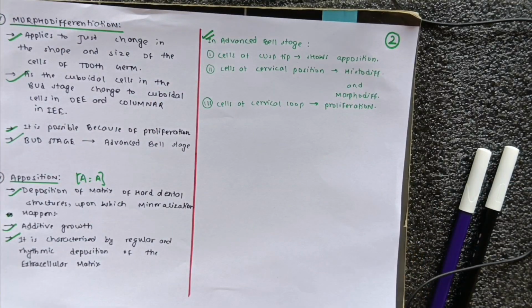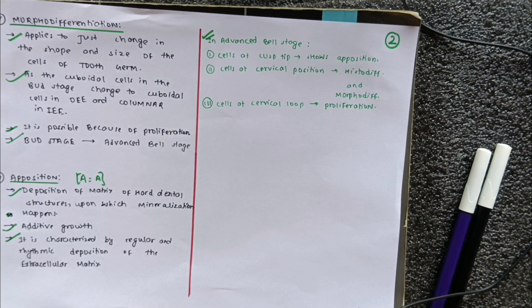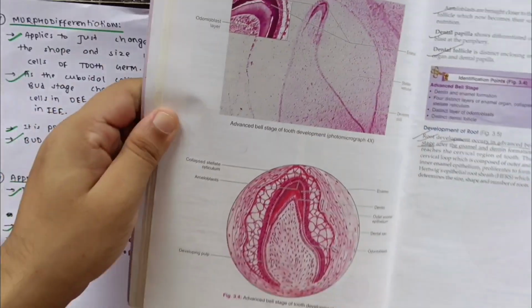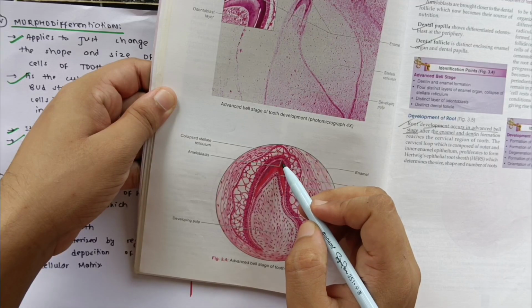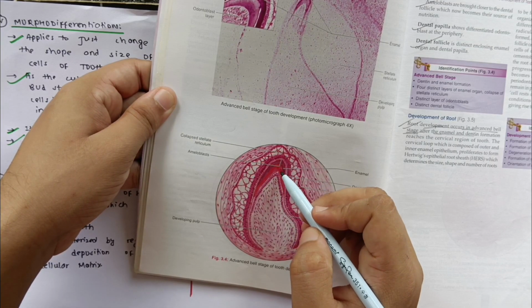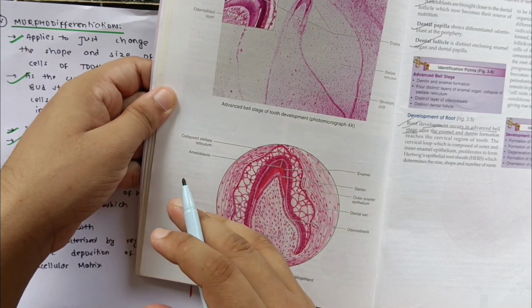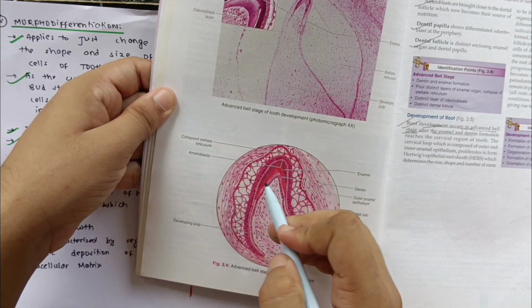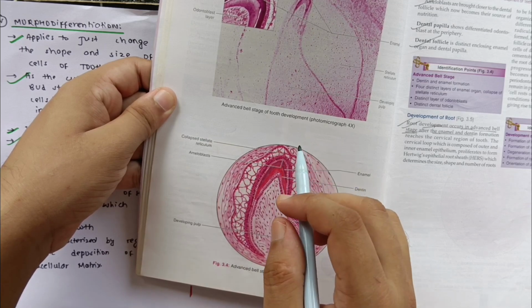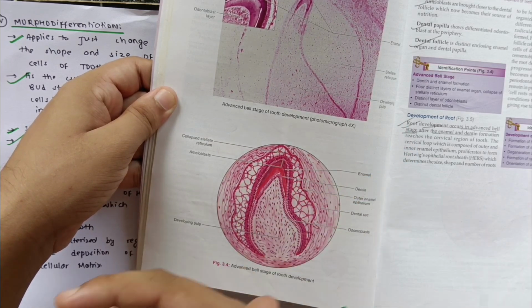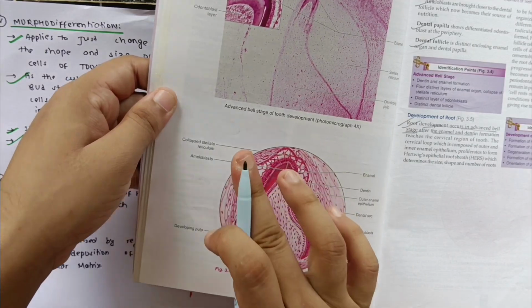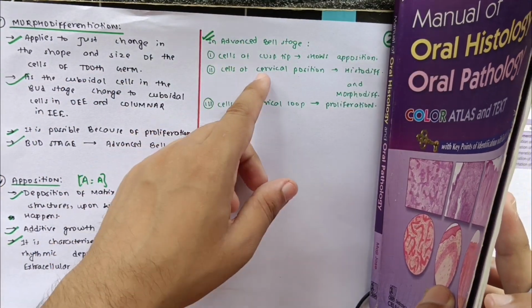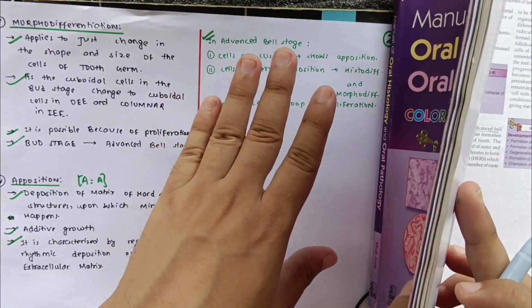I will show you the picture of the advanced bell stage, then you will be more clear. As you can see in this picture, this is the cusp tip, this is the enamel, and this is the dentin. You can see here there is apposition, a deposition of the mineral, as I discussed in the previous video of the advanced bell stage. I told you that the differentiation and mineralization start from the cusp tip and move toward the cervical end. Similarly here, the apposition first takes place at the cusp tip. So cells at the cusp tip show apposition, meaning mineral deposition is present there.